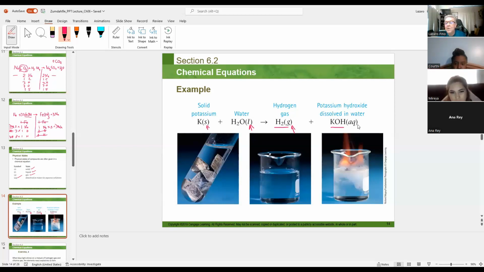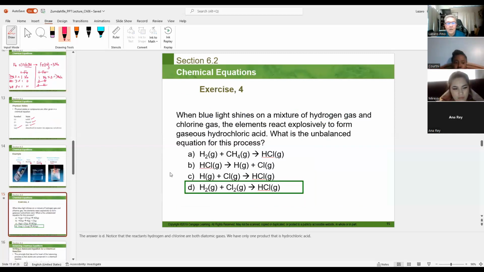It is very important to type the states of every substance. Any question about this? No? Okay, let's go. Here we have a question. When blue light shines on a mixture of hydrogen gas and chlorine gas, the elements react explosively to form gaseous hydrochloric acid. What is the imbalance?